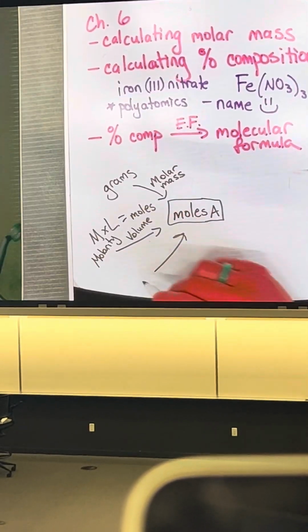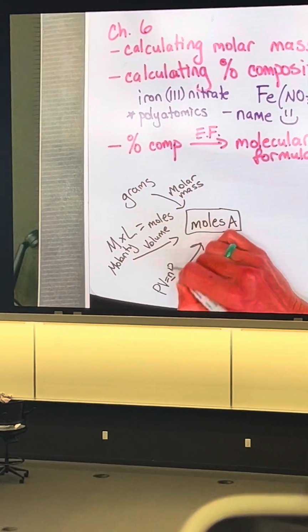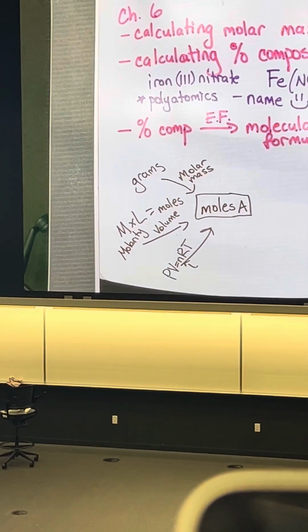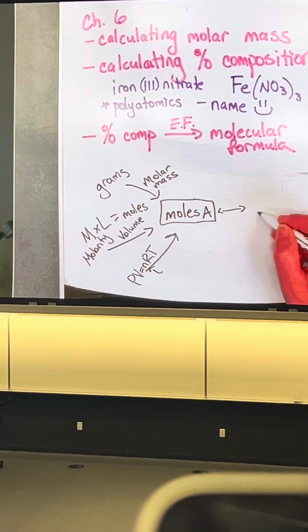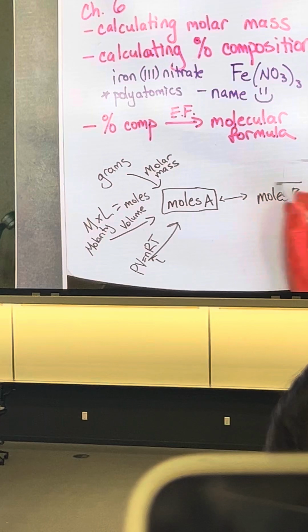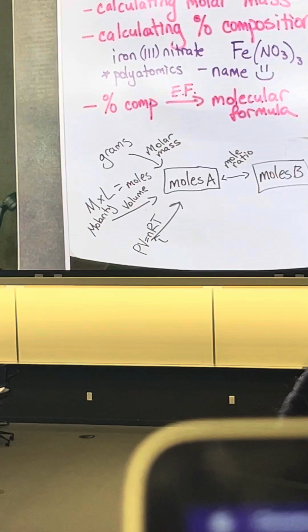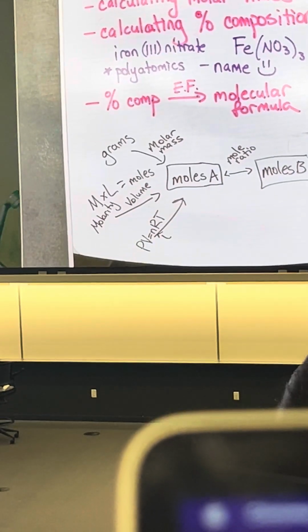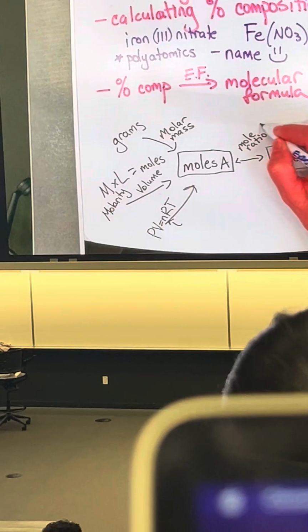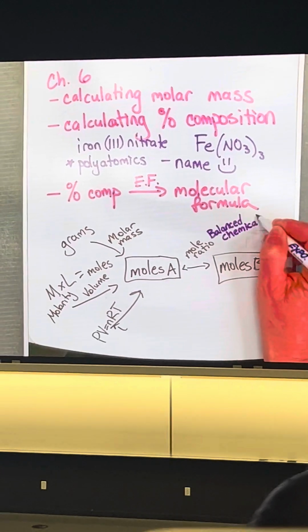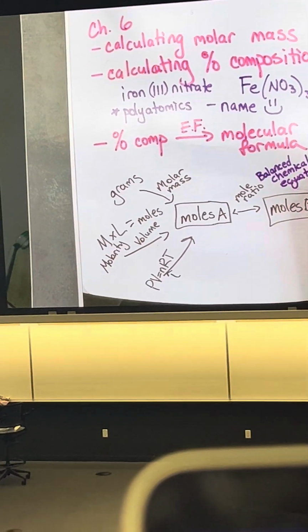And then the last piece that we added in was using the ideal gas law. This is our last way to get into moles. Moles is N. And then if we want to go from moles of one molecule into moles of another, which we always have to do, we use the mole ratio. And we're still a little shaky on that. Mole ratio comes from the balanced chemical equation. And that's basically what this whole chapter is about, is you understanding stoichiometry and the mole ratio.